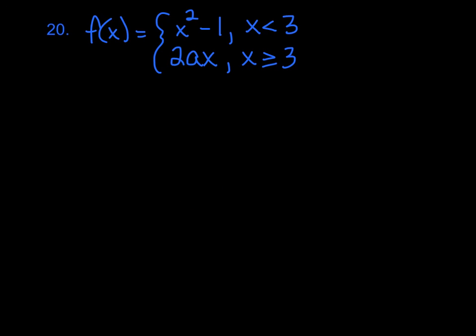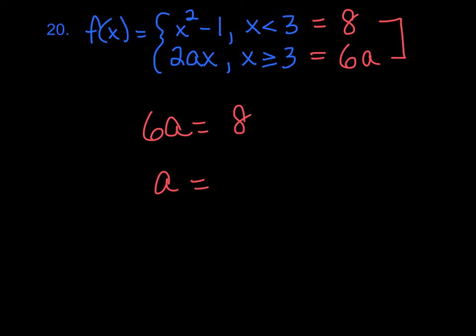All right, so number 20, let's do it. We're going to plug in 3. And when I plug in 3 here, I'm going to get 8. And when I plug in 3 here, I'm going to get 6a. Again, they want you to assume that it's continuous. So then if it's continuous, we know those two values are equal to one another. And so therefore we know that a is going to be equal to 8 over 6, which we don't want to leave that way. So that would be 4/3.